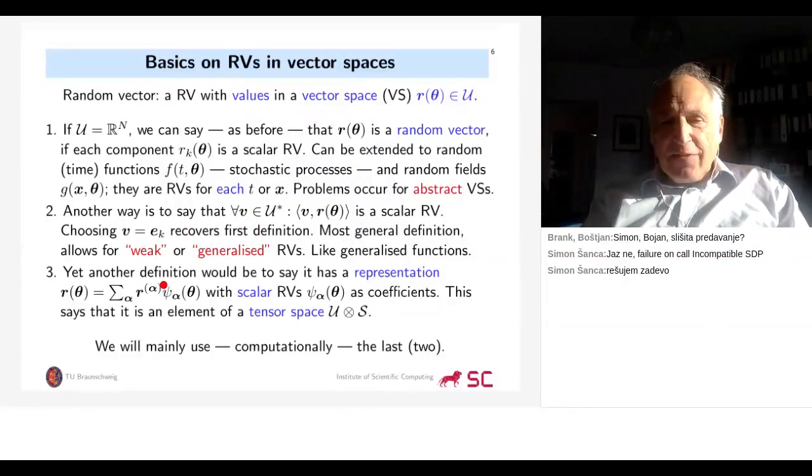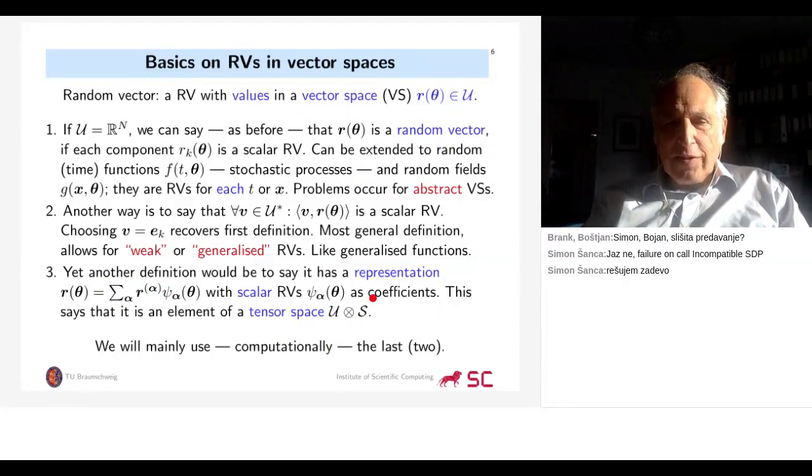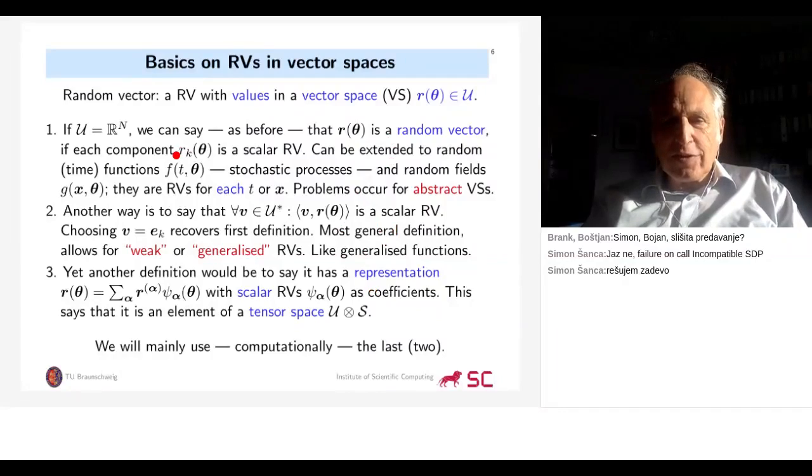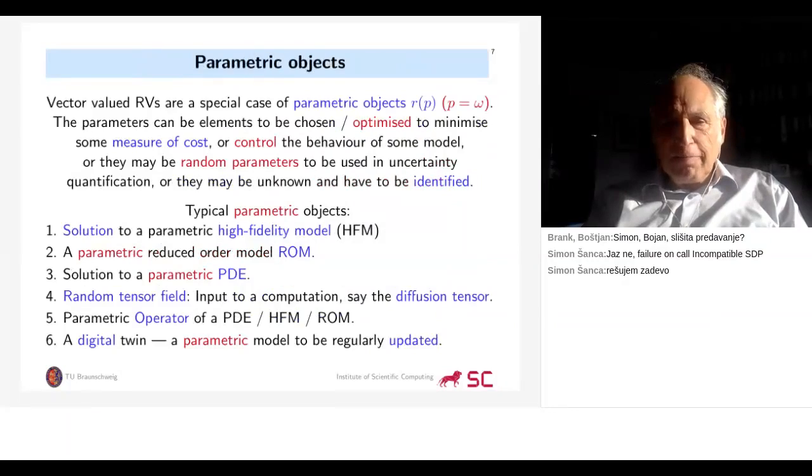Yet another definition starts with this representation, which we already saw, and we say anything which can be represented like this is a vector-valued random variable. Mathematically, this says that this is an element of this tensor product space. So in finite dimensions, they are all the same, but in infinite dimensions, they are not. This is the most general, and this is more restricted. And this again applies only to concrete objects, like functions in time or fields or things like this. So we will mainly use these last two computationally. But this is the traditional way of looking at that. So we're looking at it a little bit different way because we want to do these expansions here.